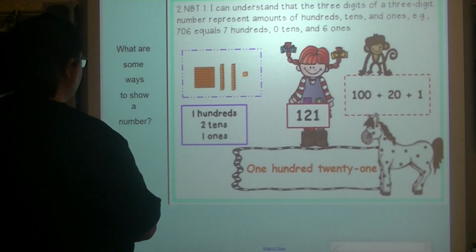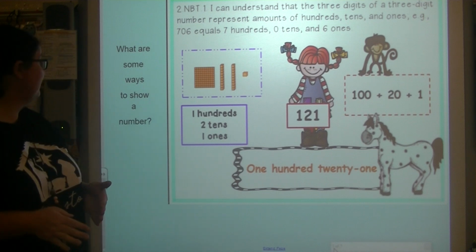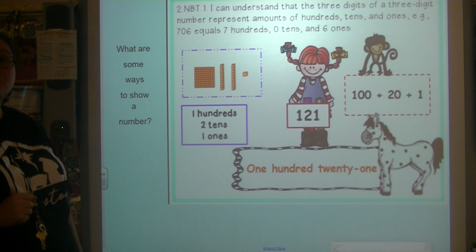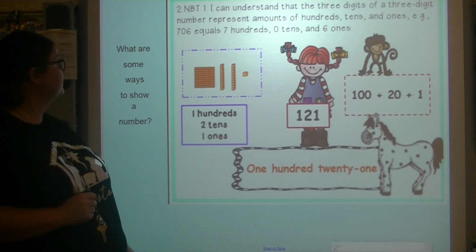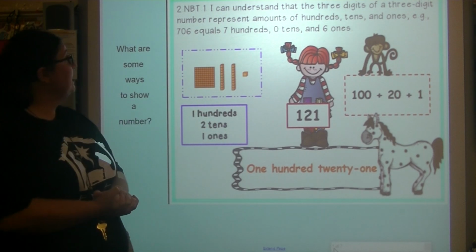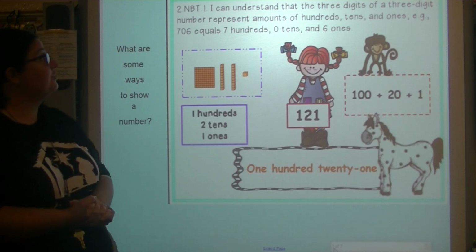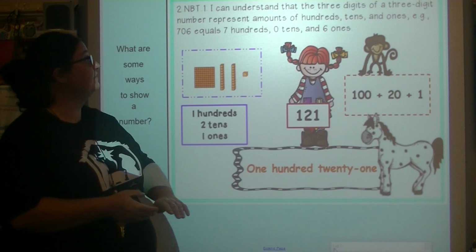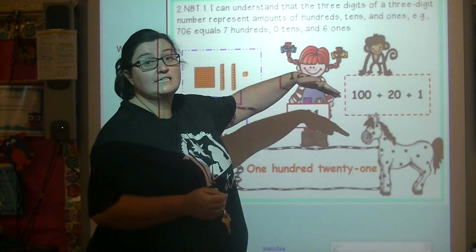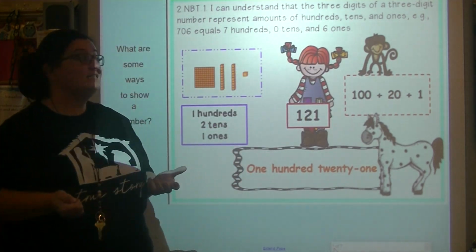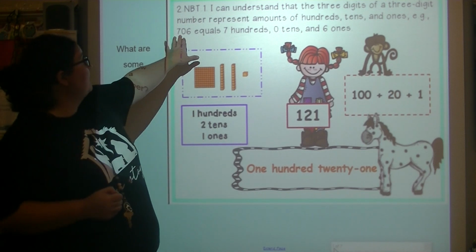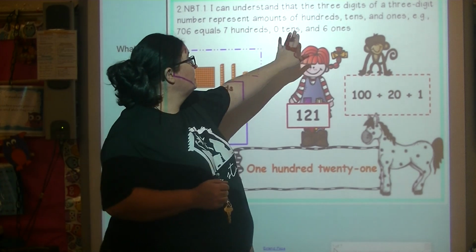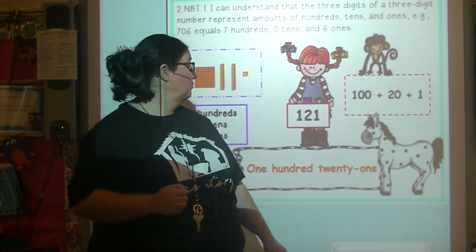Okay, boys and girls, we are going to continue working on place value today. Our essential question: what are some ways to show a number? I can understand that the 3 digits of a 3-digit number represent amounts of hundreds, tens, and ones. For example, if we have a number like 706, it equals 7 hundreds, 0 tens, and 6 ones.